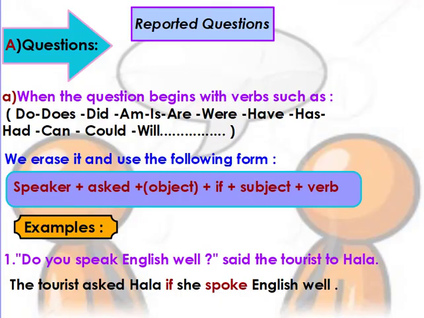Okay? So here we said, "Do you speak English well?" It's in the present simple, but when we change it, the tourist asked Hala if. We use the word if because we have to erase the auxiliary verb like do, did, does, and so on. So the tourist asked Hala if. You becomes she because it talks about Hala. So if she spoke English well. This is the first type here.